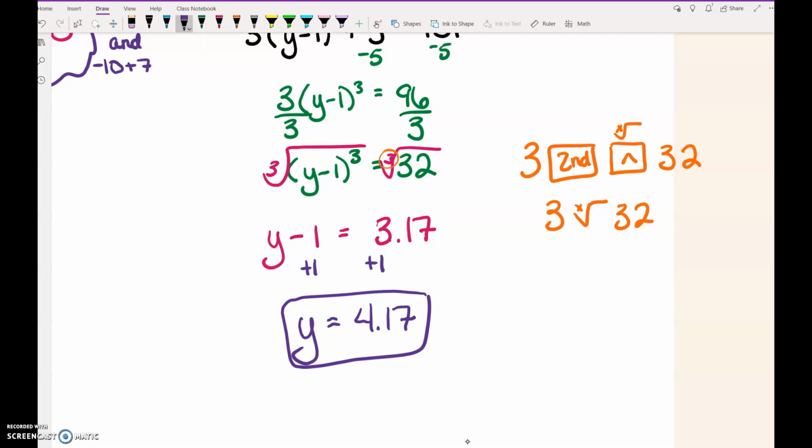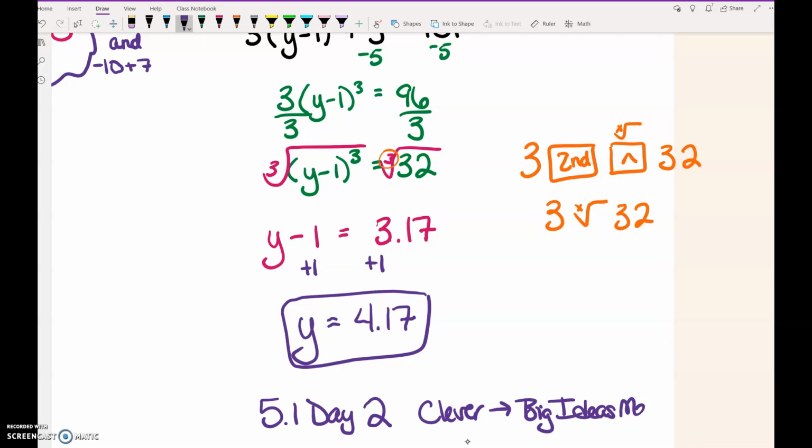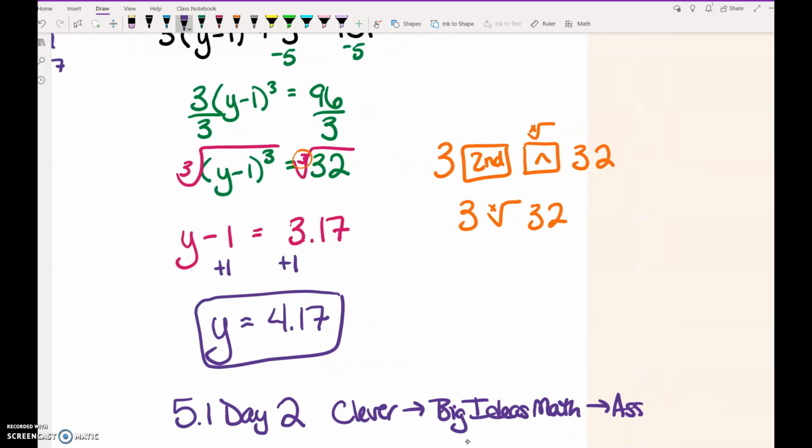If you round incorrectly, the online assignment will count it as incorrect. So make sure that you are rounding correctly. The online assignment today is called 5.1 Day 2. So remember you log in through Clever and then find Big Ideas Math, not EdSite, and then go to your Assignments tab.